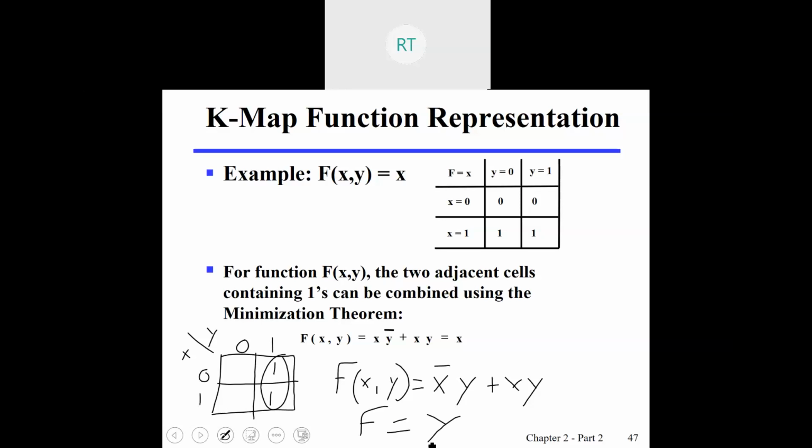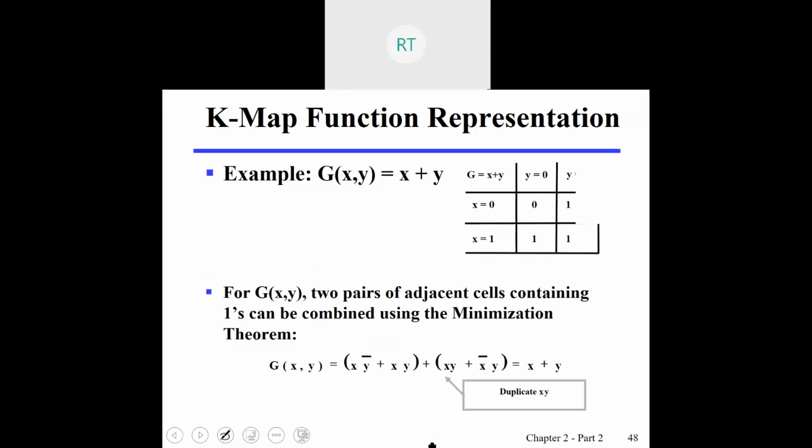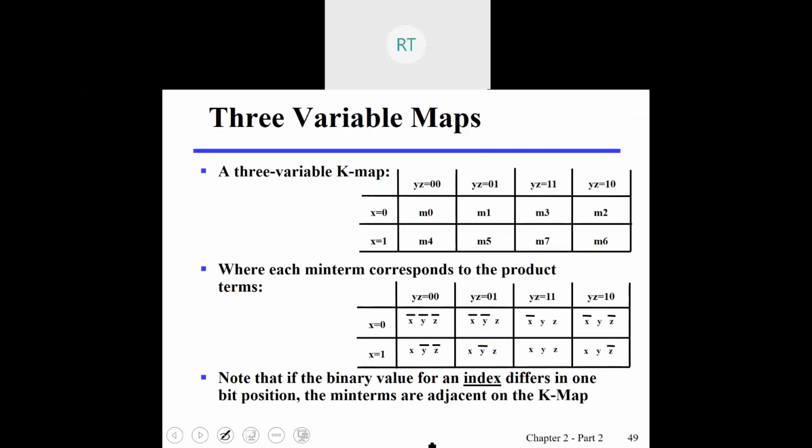Okay? So this is how I use the K-map to optimize or to simplify my function. Did you understand the 2 variable K-map? Okay? So we will move now to the 3 variable K-map. Okay, I will also draw it.